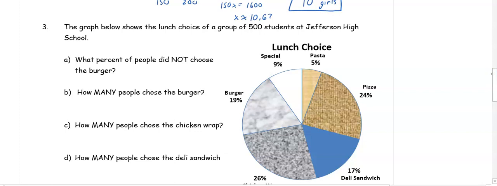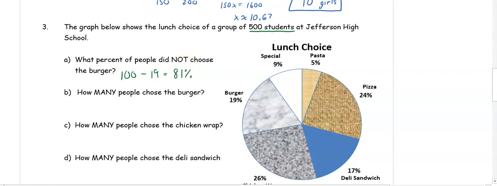So in this graph, it shows the lunch choices of a group of 500 students at Jefferson High School. What percentage of people did not choose the burger? So if 19% chose the burger, and we know percents are always out of 100, we can subtract 100 minus 19, and we get 81%.